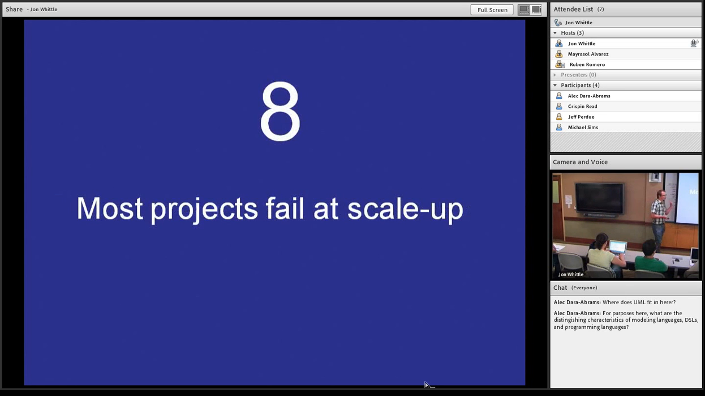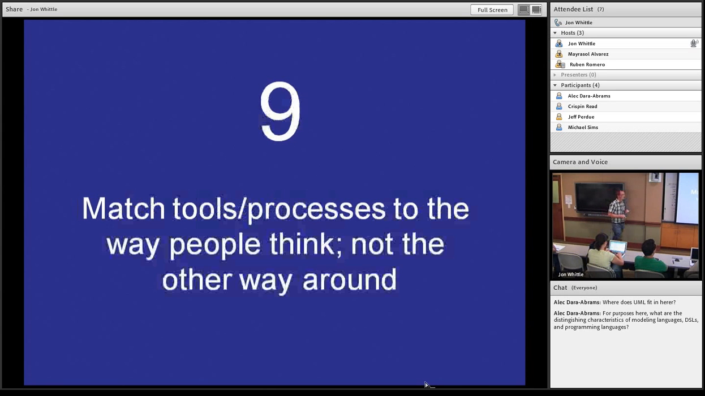Number eight, most projects fail at scale up. So even if you're following this ground up way of doing things, which is the right way to do things, you'll run into issues when you try to scale that up across the organization. Number nine, my personal favorite, match tools and processes to the way that people think, not the other way around.